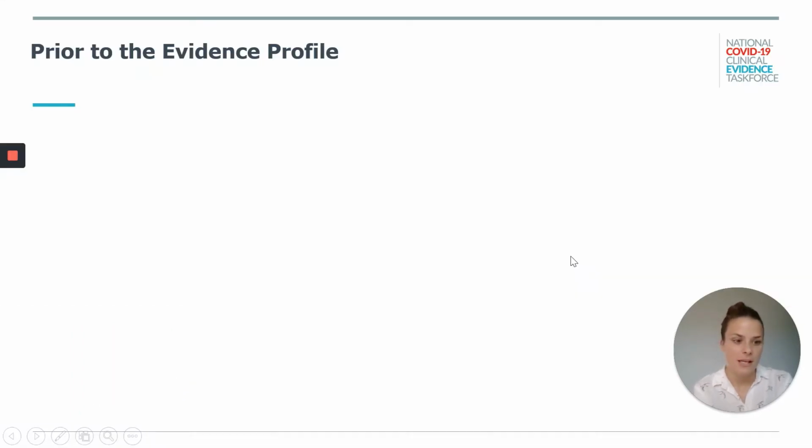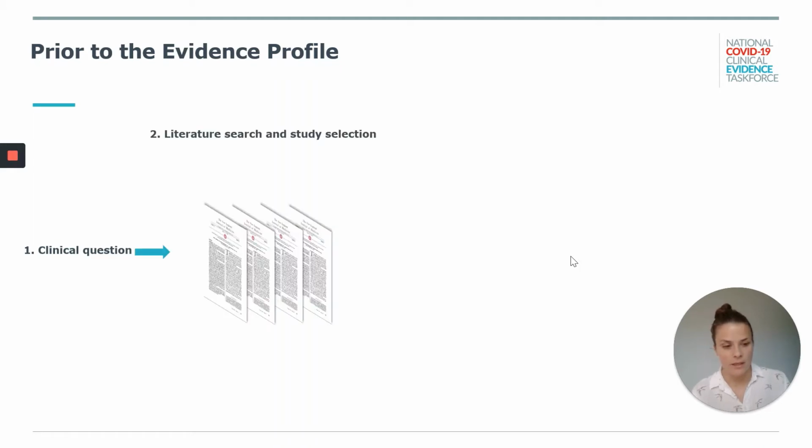So to understand the evidence profile, we first need to understand what information has been going into this profile, what work has been done prior to obtaining it. And the first thing you do is that you identify the clinical question that you wish to answer. So this is also the so-called PICO question. This is then followed up by a search for literature and a selection of studies.